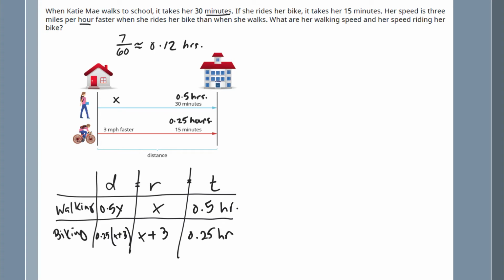And then, what do we know about the distance? Well, if we look at the lines up there in our picture, we can see that the lines are exactly the same length, so I think we could probably assume that it was the same distance from home to school, whether she was walking or biking. So again, we can set those two distances equal to one another.